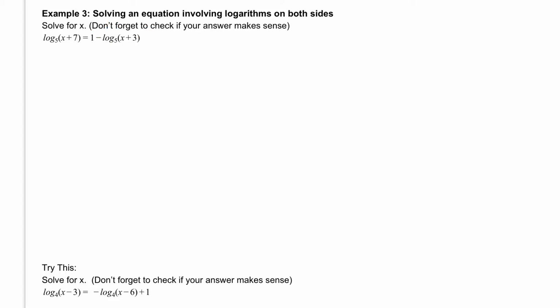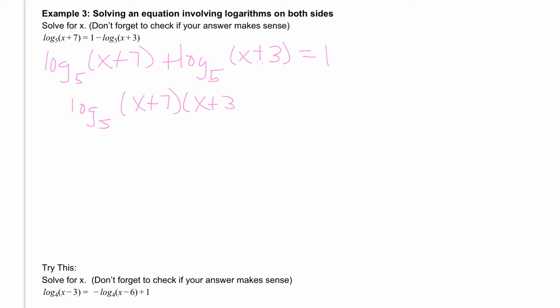And when we do that, we get the log base 5 of x plus 7 plus the log base 5 of x plus 3 equal to 1. And instead of dividing like we did in the last one, now we are adding these two logs together, which means we are going to be multiplying these. So we can rewrite this as the log base 5 of (x plus 7) times (x plus 3) equal to 1.